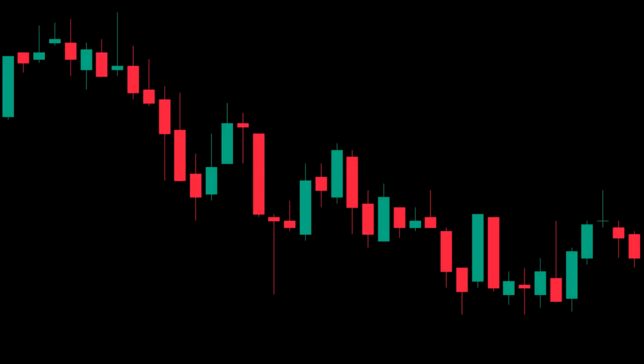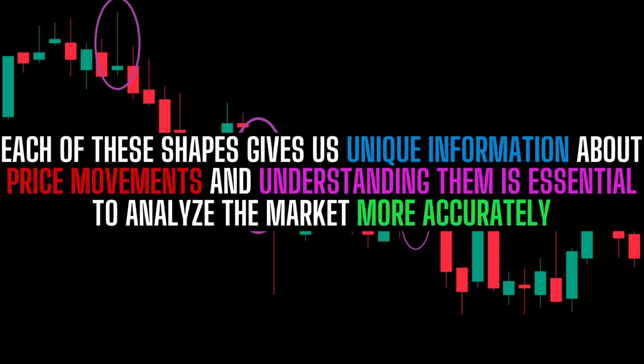When we look at a chart, we'll notice that candlesticks come in various shapes. Some have larger bodies, others have longer wicks on one side, and some have small bodies with short wicks. Each of these shapes gives you unique information about price movements, and understanding them is essential for price action traders to analyze the market more accurately.